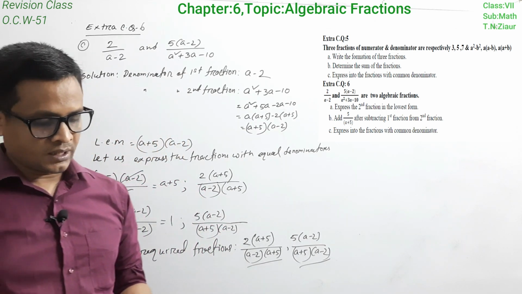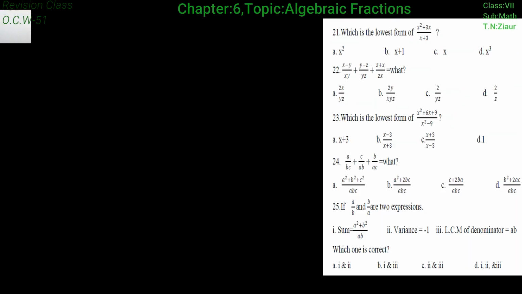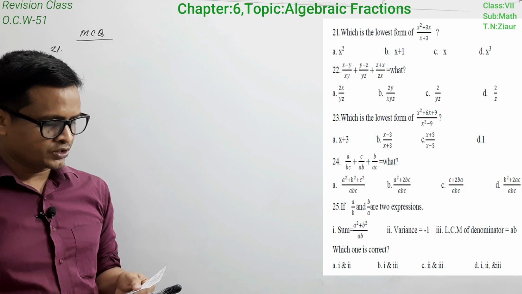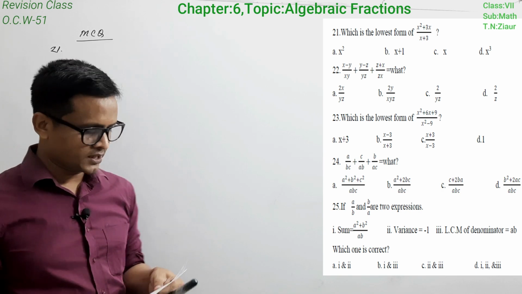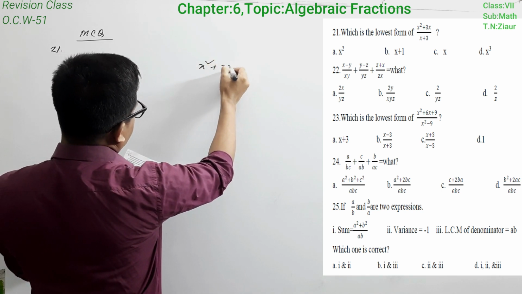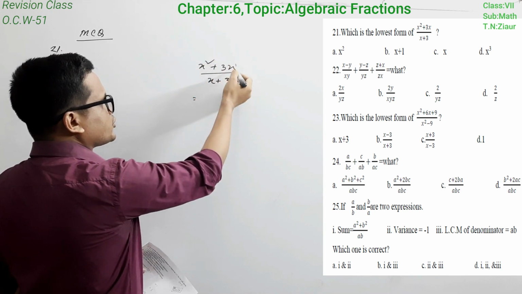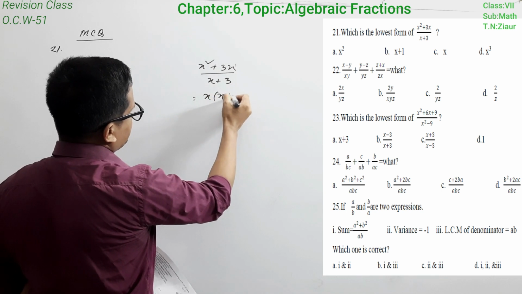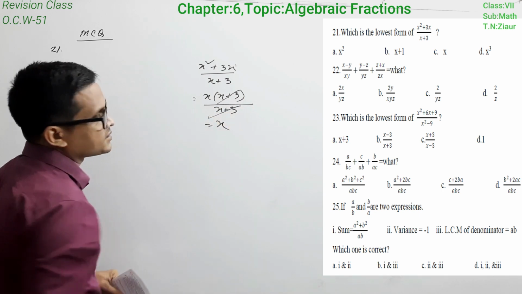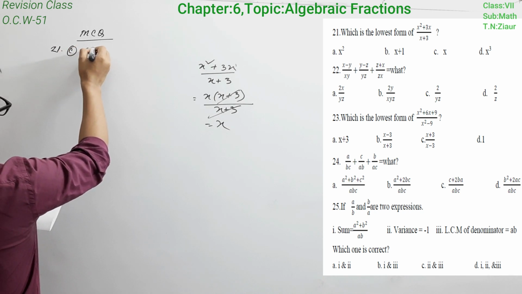Okay, now we'll solve the MCQs. From 21 to 30 now we have to solve the MCQs. Now you can see the screen, the first one, 21 number: which is the lowest form of x square plus 3x by x plus 3. It's just we have to take common in both terms. x is common here, so we take x, then it will be x plus 3 and x plus 3 in the denominator. So we can cut here, so the answer will be x. So in number one we can tell here C number, right? This one is C number, which is x.